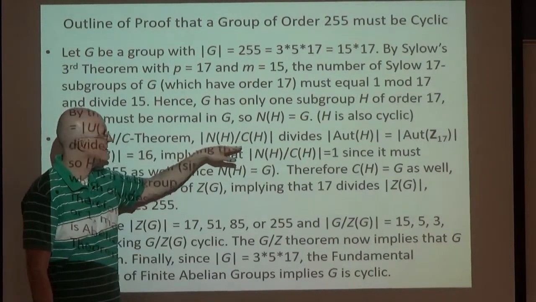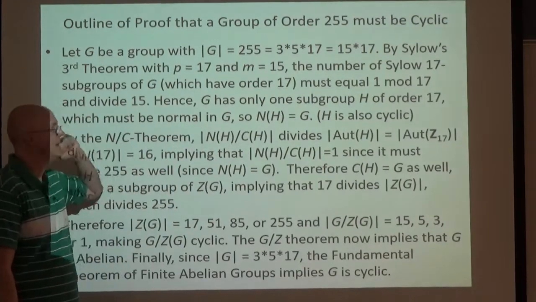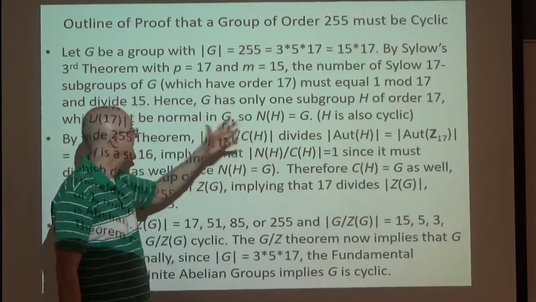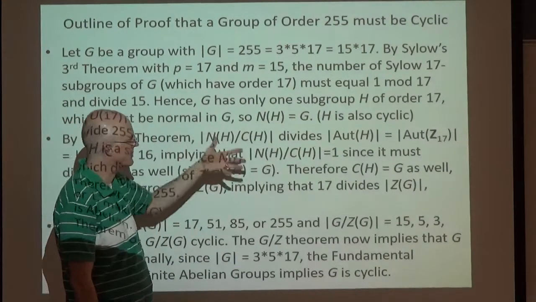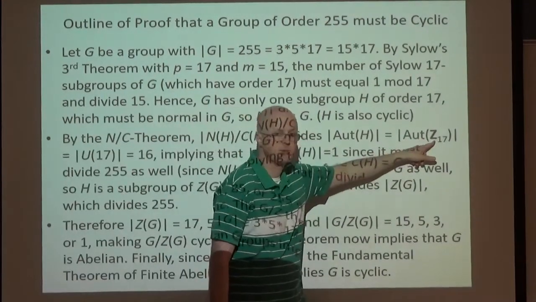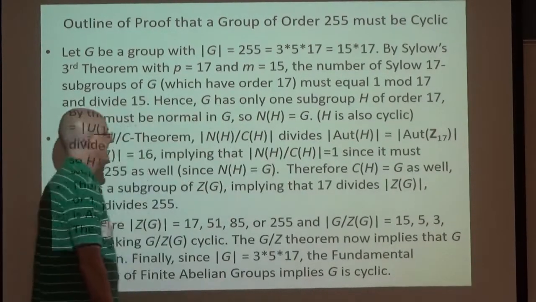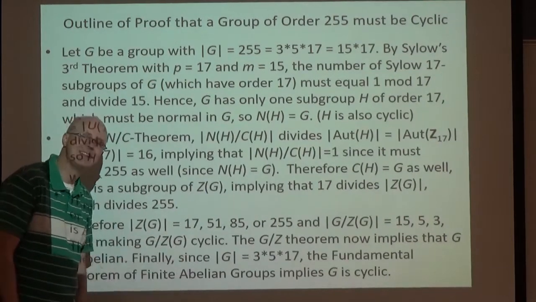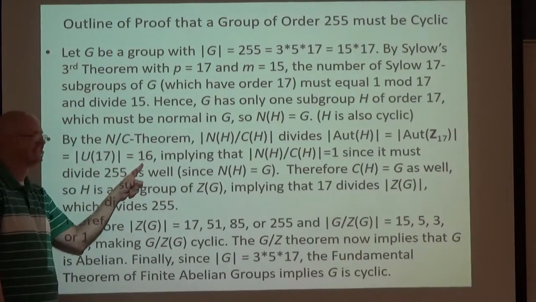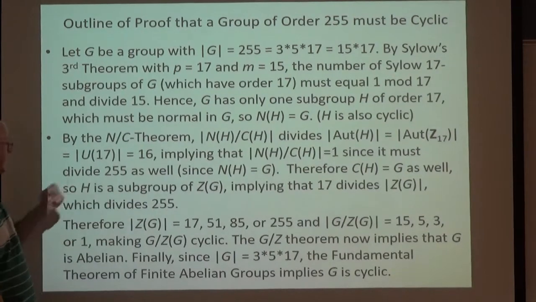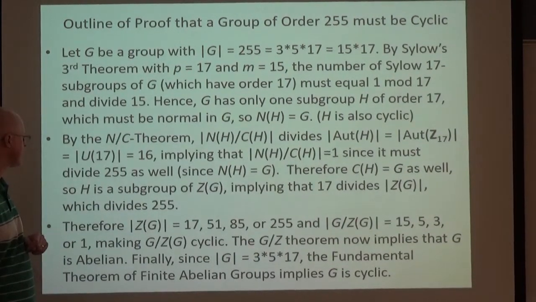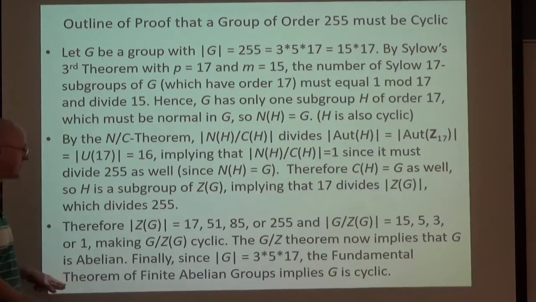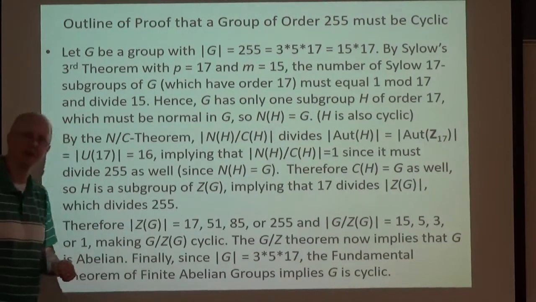We're talking about the normalizer of H mod the centralizer of H being isomorphic to a subgroup of the group of automorphisms of H. And since H here is a Sylow 17 subgroup, it's got order 17. It must be cyclic. It must be isomorphic to Z17. And the group of automorphisms of Z17 is isomorphic to U17, which has 16 elements. The center comes into play as well. The G/Z theorem comes into play. It's beautiful. Even the fundamental theorem of finite abelian groups comes into play.